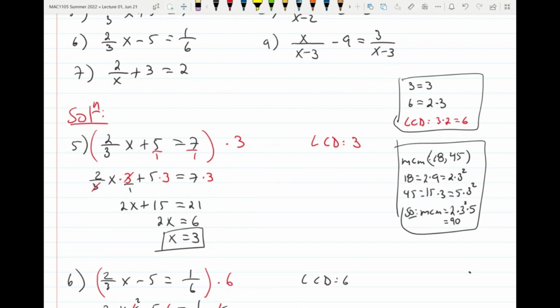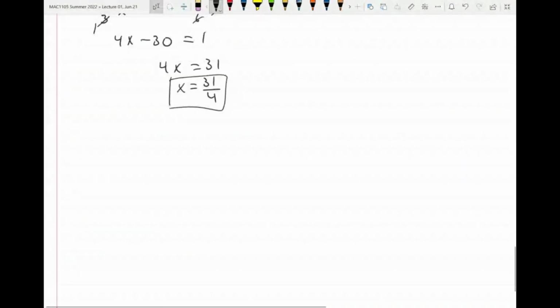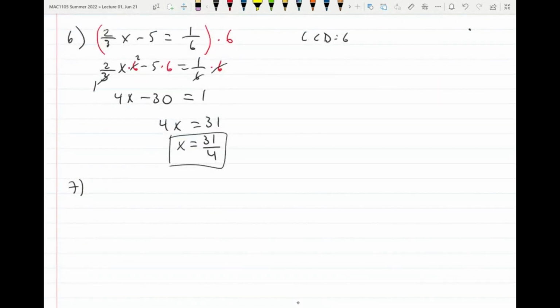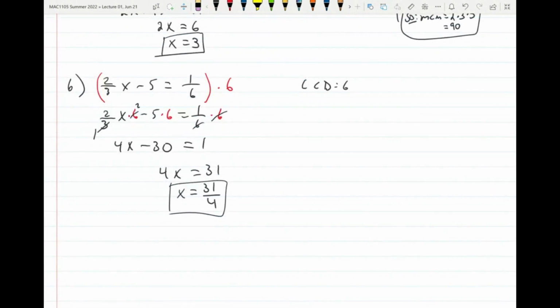Anyways, I'm gonna get rid of this because this is gonna lead to a quadratic, and we have not discussed quadratics. All right, so here, what's the LCD for number 7? Just x, right? Because there is only one denominator. When it's only one denominator, the LCD is that denominator, okay? All right, so we have 2 over x.